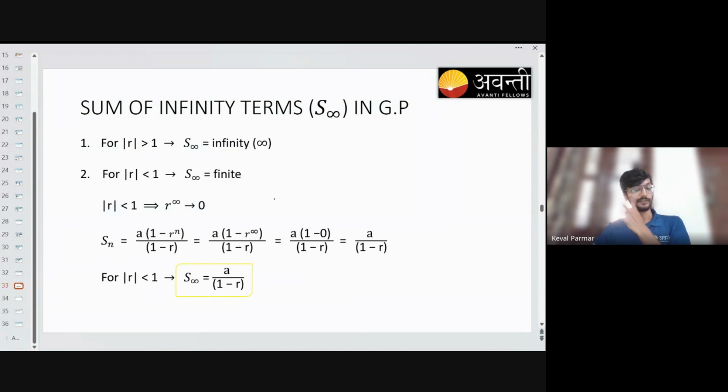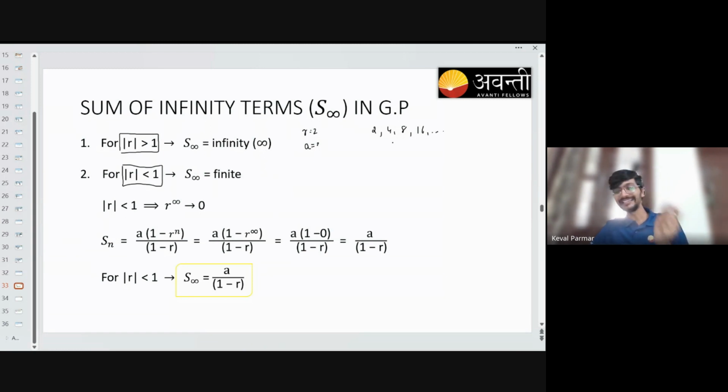Now we are going to do the sum of infinite terms. The sum of infinite terms is divided into 2 conditions. One condition is mod R greater than 1, and the other is mod R less than 1. If mod R is greater than 1 and we have infinite terms, let's say R equals 2 and A equals 2, the GP will be 2, 4, 8, 16 and so on.